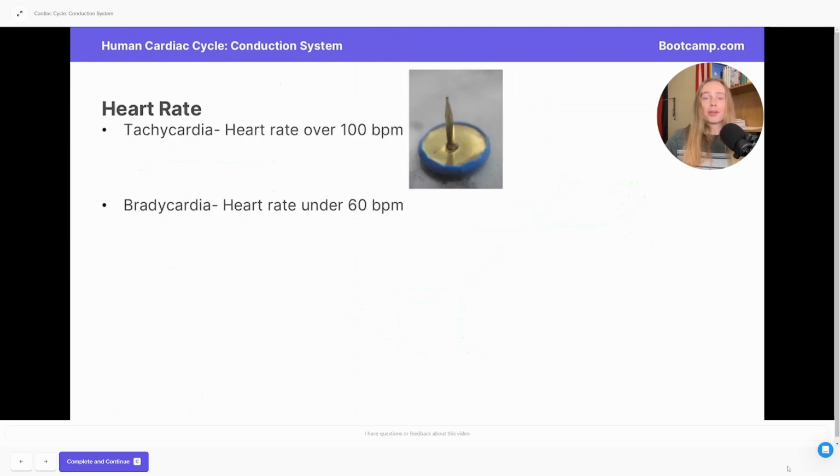While talking about heart rates, it's important to address these two terms. First off, tachycardia. Tachycardia is a term that describes a heart rate that is over 100 beats per minute. I like to remember that this is the too fast heartbeat because if you sat on a tack, your heart rate is going to increase. The term for a slow heart rate then is bradycardia, and this implies that you have a heart rate that is under 60 beats per minute.